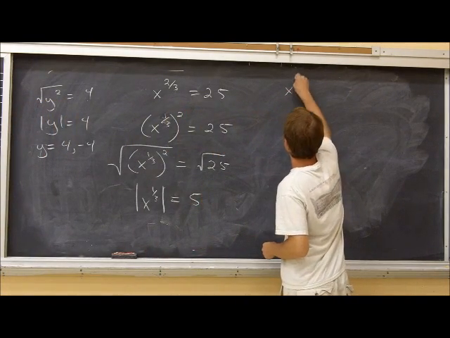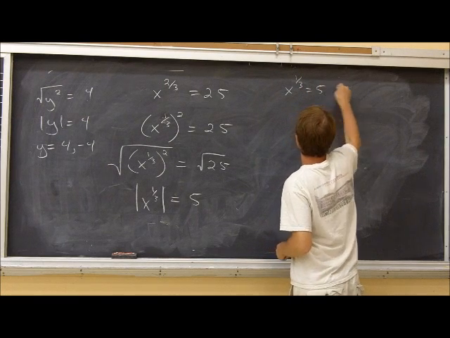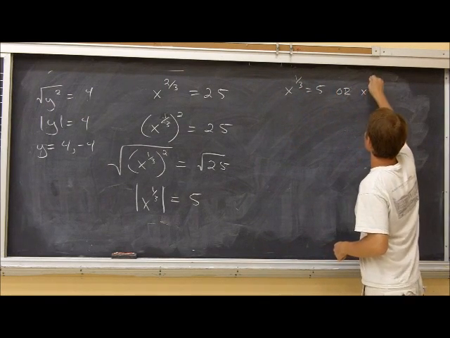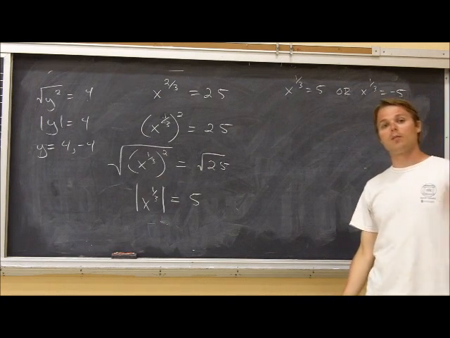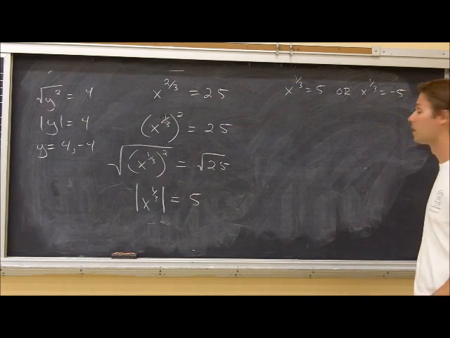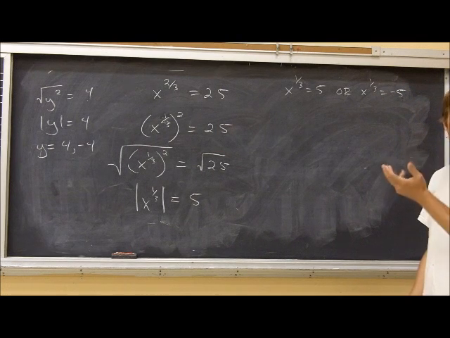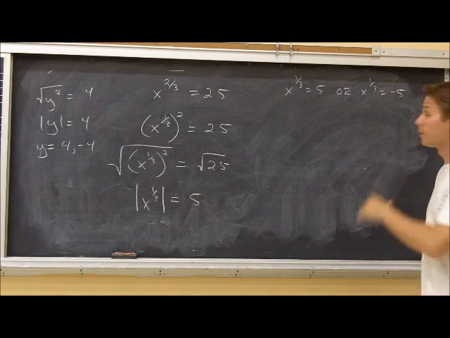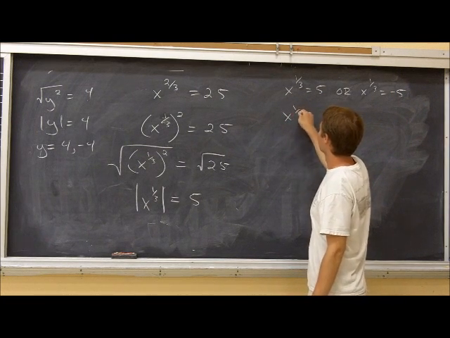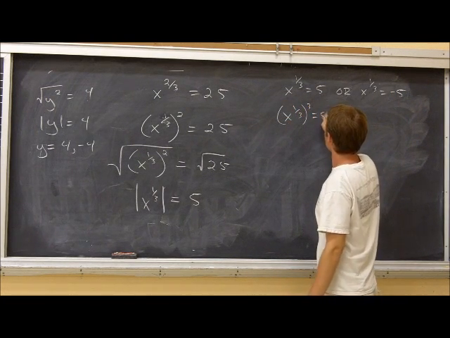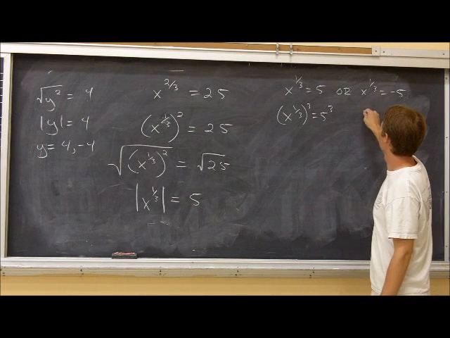So that means I'll have to split this up and say that x to the 1/3 is equal to 5, or x to the 1/3 is equal to negative 5. If you remember when we were back a while in the class when we were dealing with absolute values inside of equations, we always had to split it up like this. So now I would just cube both sides to get rid of the 1/3. So 5 cubed here, and then negative 5 cubed here.